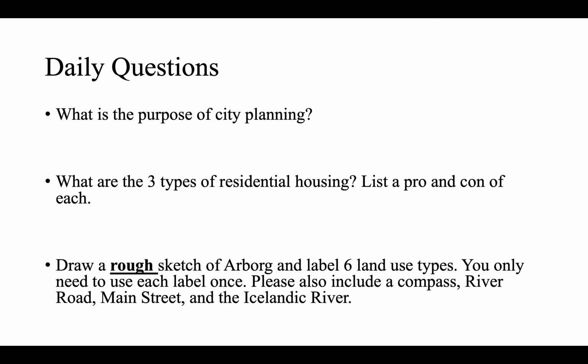Please also include a compass, River Road, Main Street, and the Icelandic River. There are all 6 land use types in Arborg. You may have to go just outside the limits of Arborg if you need to, and that is totally okay. And that's it for this section.